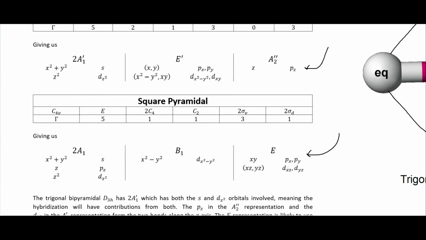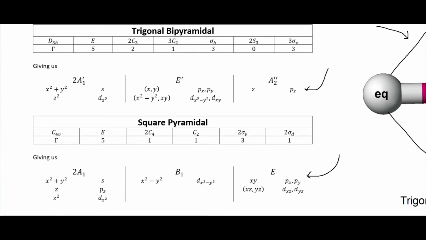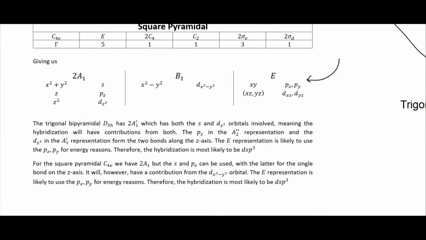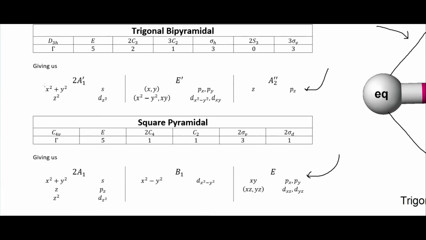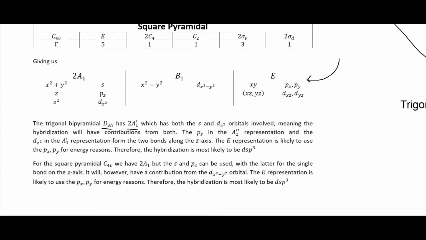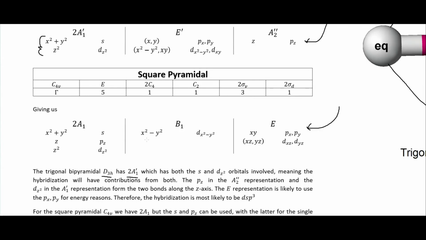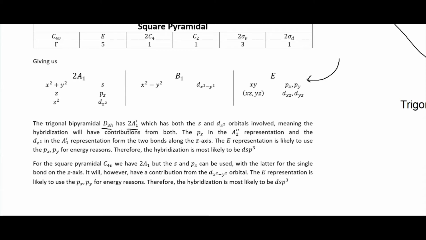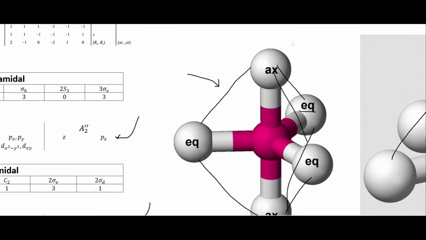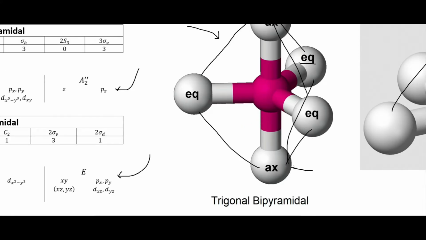So if we go through the same process as we did above, looking at the trigonal bipyramidal, the D3h has these two A1 prime bases right here, which have both the s and the dz squared orbitals involved, meaning that hybridization will have contributions from both of these. The pz in the A2 double prime representation and the dz squared in the A1 representation form the 2 bonds along the z axis. So that would be these axial bonds, this one right here and this one right here.